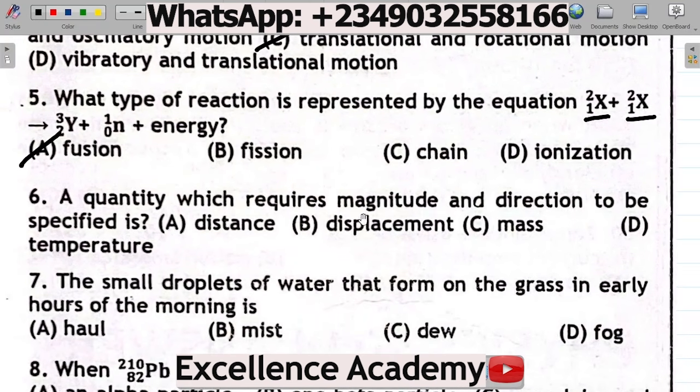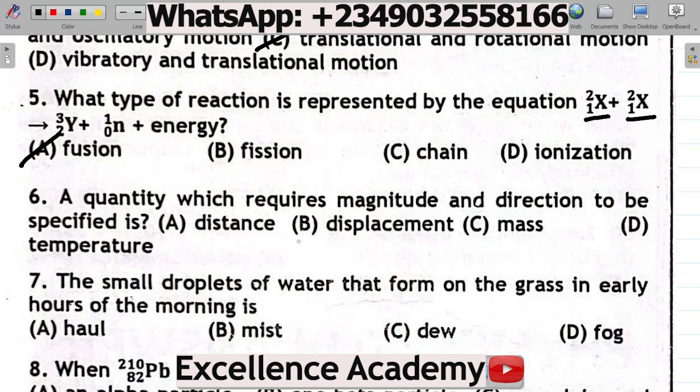Number 6. Let's look at the next question. Question 6: a quantity that requires magnitude and direction to be specified is A, distance, B, displacement, C, mass, D, temperature. Basically, what they're asking for is the vector quantity. Don't forget that a vector quantity is a quantity that has magnitude and direction. So which of these is a vector quantity?